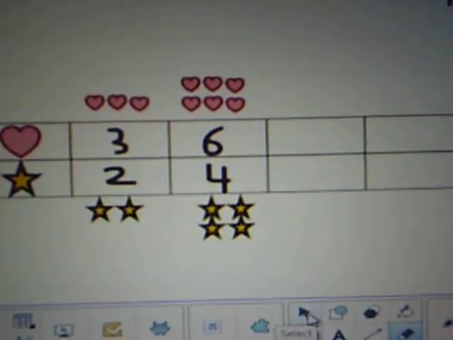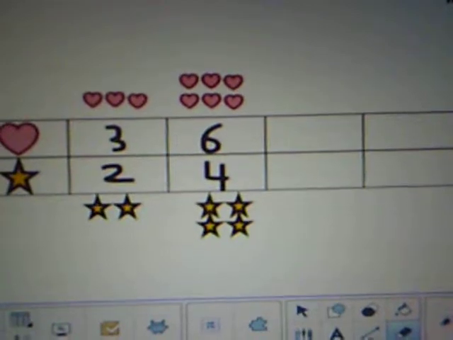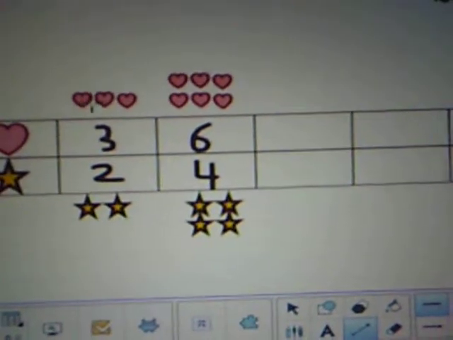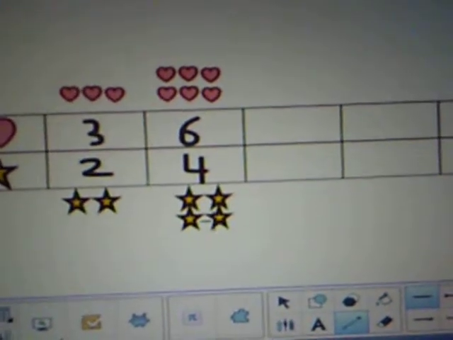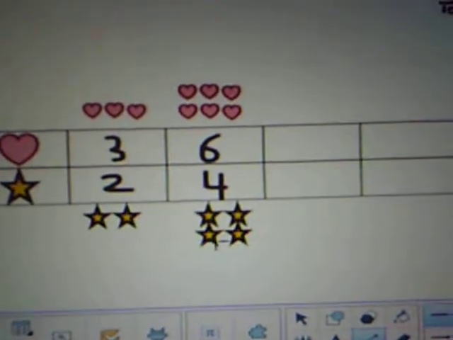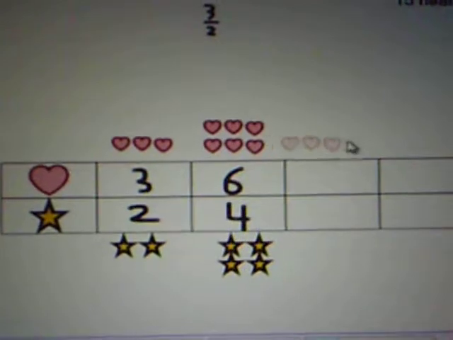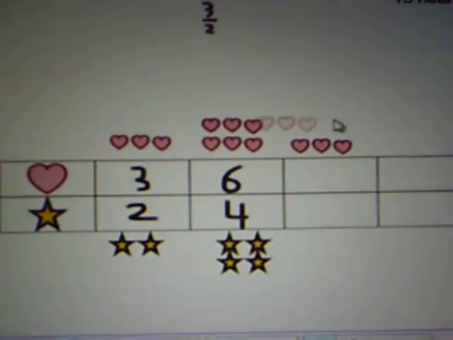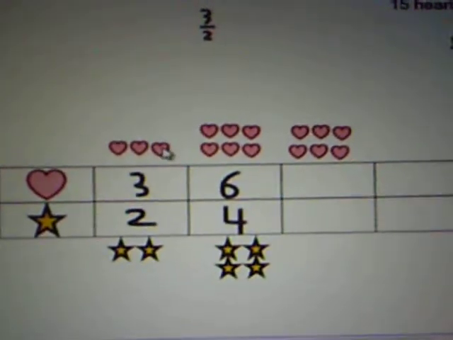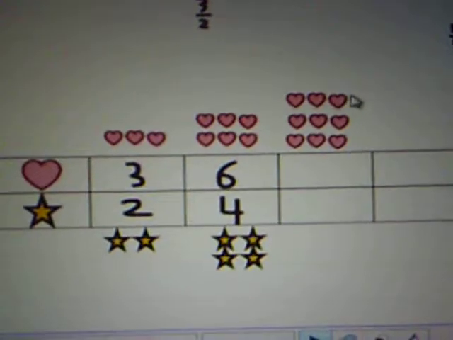Okay? The other relationship that you may notice is that we just keep adding 3 every time, where down here we keep adding 2 stars every time. So let's do the next set. Okay? So suppose I had 6 hearts. Suppose I add 3 more hearts.